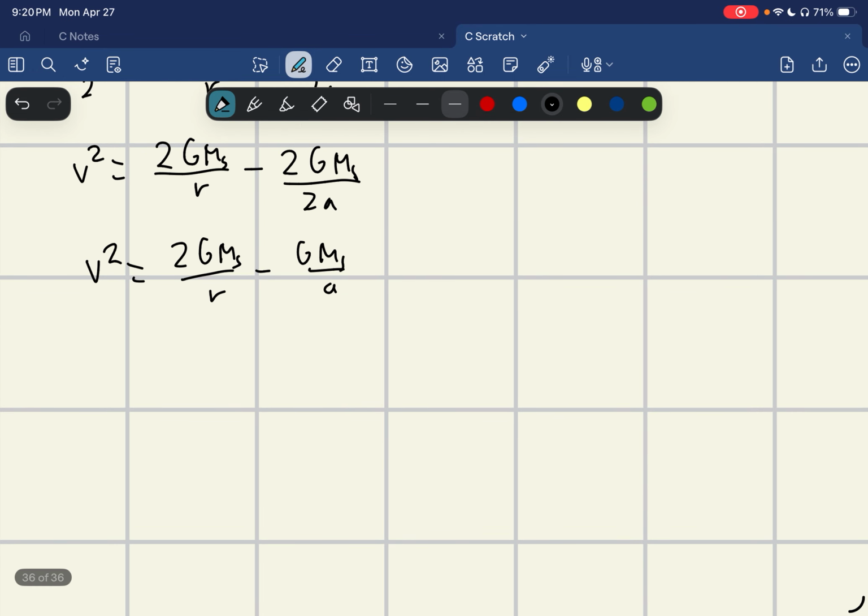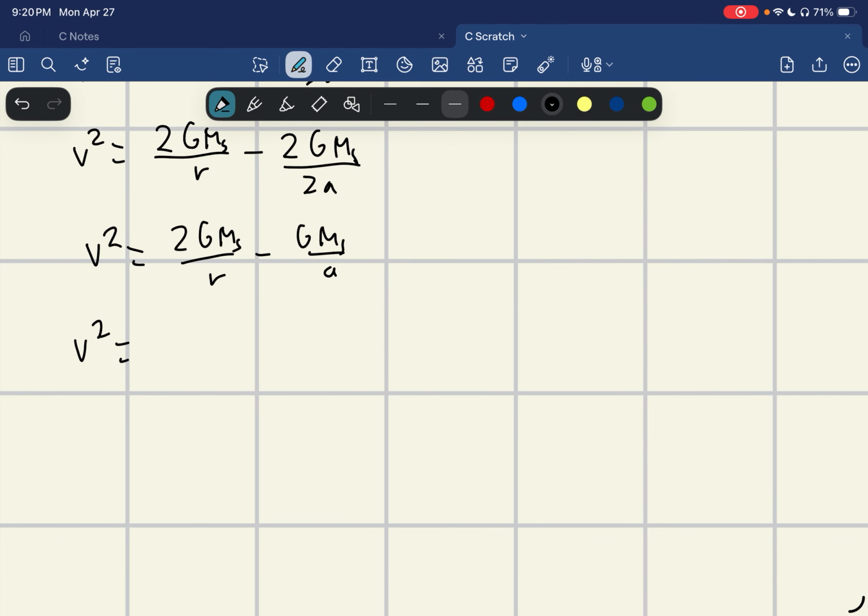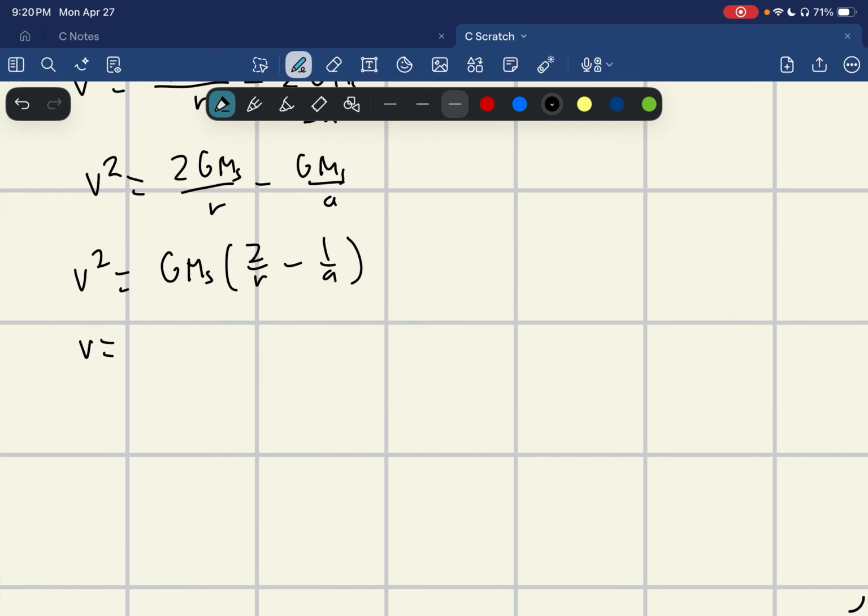Now factor out GMs to be v squared is equal to GMs times (2 over r minus 1 over a), and then I'll just take the radical to isolate for v. So v is equal to the square root of GMs times (2 over r minus 1 over a).